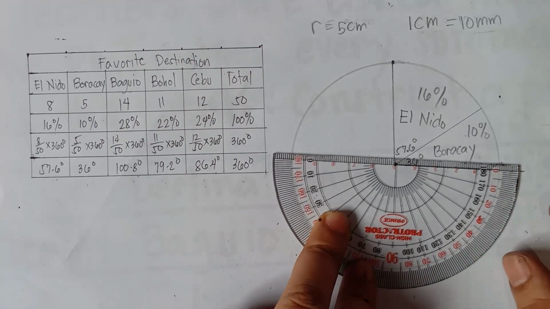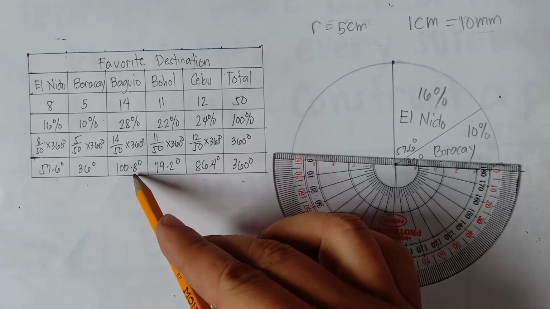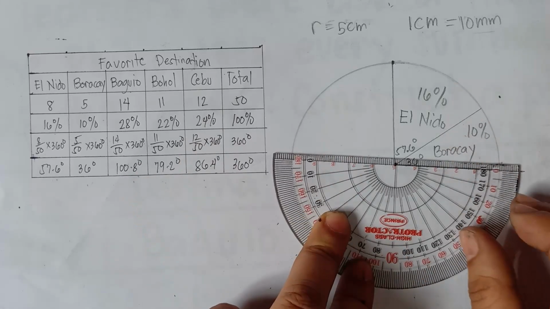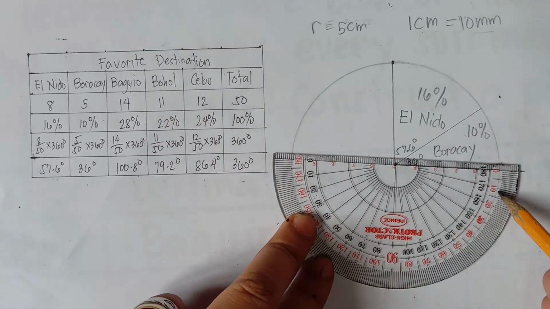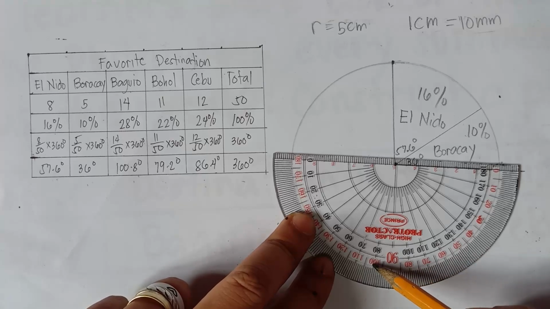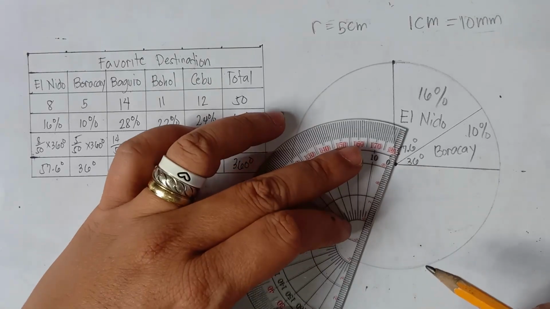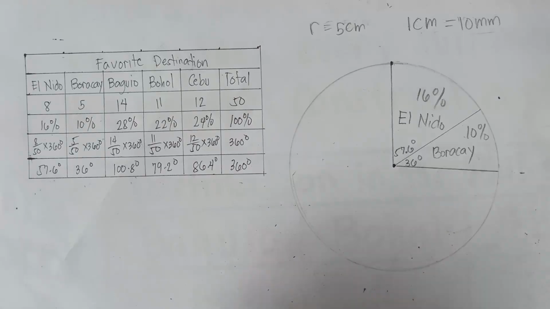Alright, and then we will be using the outer angles again. So we need to have 100.8 degrees, so that would be near 101. Okay, so 0, 10, 20, 30, 40, 50, 60, 70, 80, 90, 100. Okay, 105, 110. So 100 and 101, near 101, this one right here. Use our ruler.